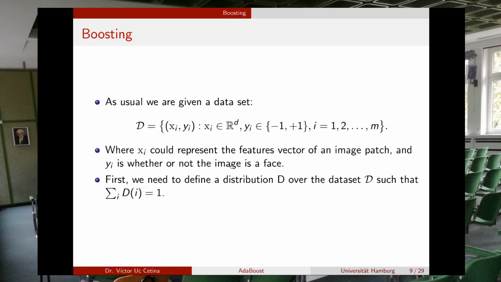Okay. First, we need to define a distribution D over the dataset, such that if you sum all of the weights of the examples, the sum should give you 1. That's why we are saying that it is a distribution. So to each of these m examples, you will assign some weight in such a way that if you sum all the D evaluations, or the weights of these examples, the result should be 1.